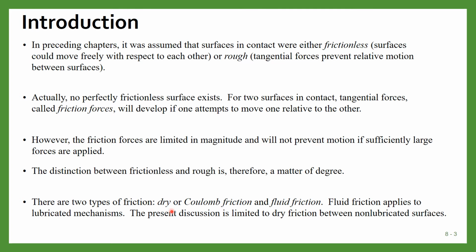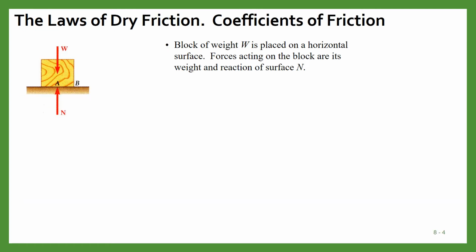Now there are two types of friction: dry friction, which is also called Coulomb friction, and fluid friction. Fluid friction applies to lubricated mechanisms, because in many engineering applications you are doing lubrication. There you are using fluid friction. The present discussion is limited to dry friction. In our course of mechanics, we will only deal with dry friction. We will discuss the laws of dry friction.